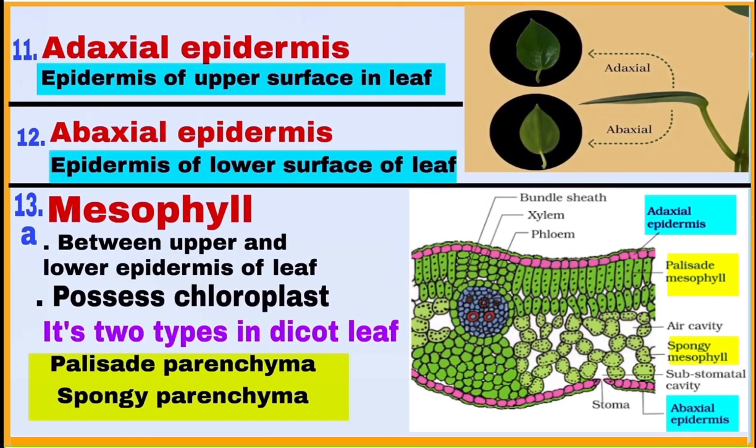Epidermis of upper surface of leaf is called adaxial epidermis, and epidermis of lower surface of leaf is called as abaxial epidermis. Between upper and lower epidermis of leaf is present mesophyll layer where cells have chloroplast. In dicot leaf, mesophyll is further divided into palisade parenchyma and spongy parenchyma.